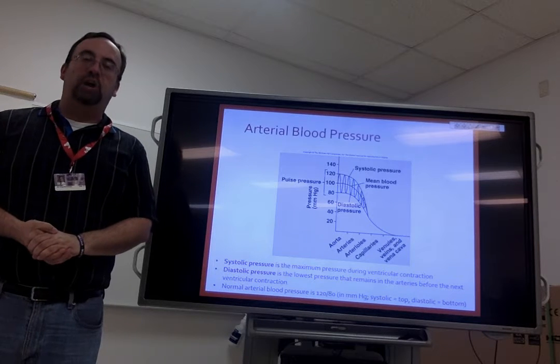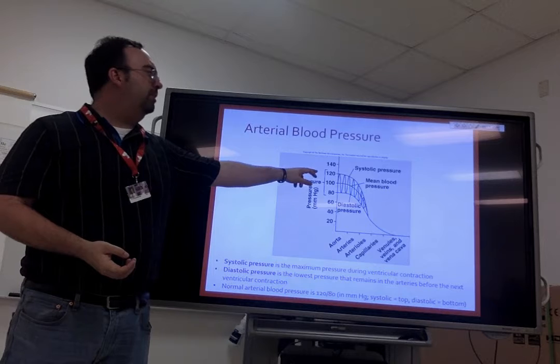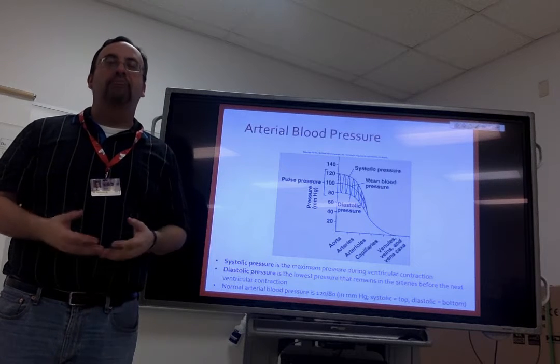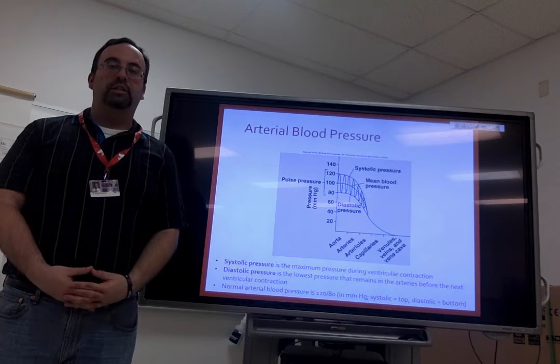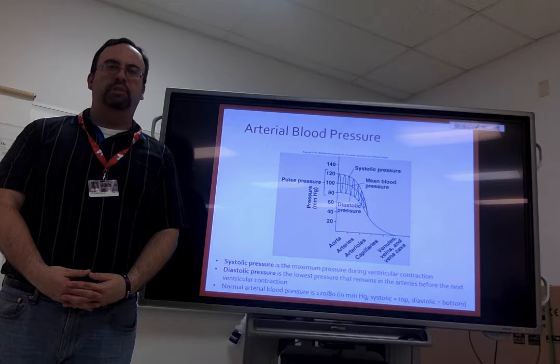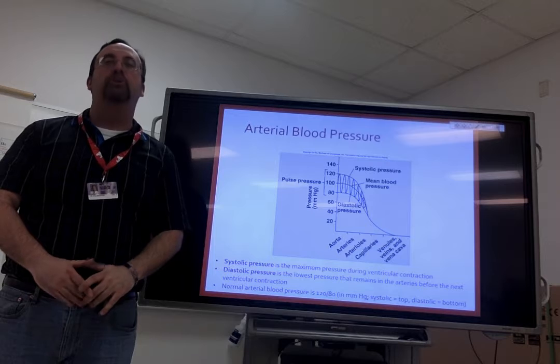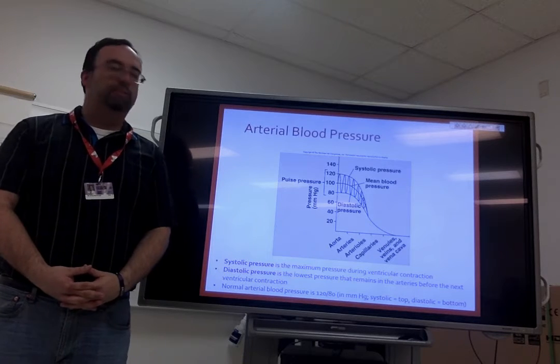So if your systolic gets to much greater than 120, you might have hypertension, which is a condition that is resultant of many different factors, one of which might be stress. And hopefully you guys aren't stressing out too much over this topic.